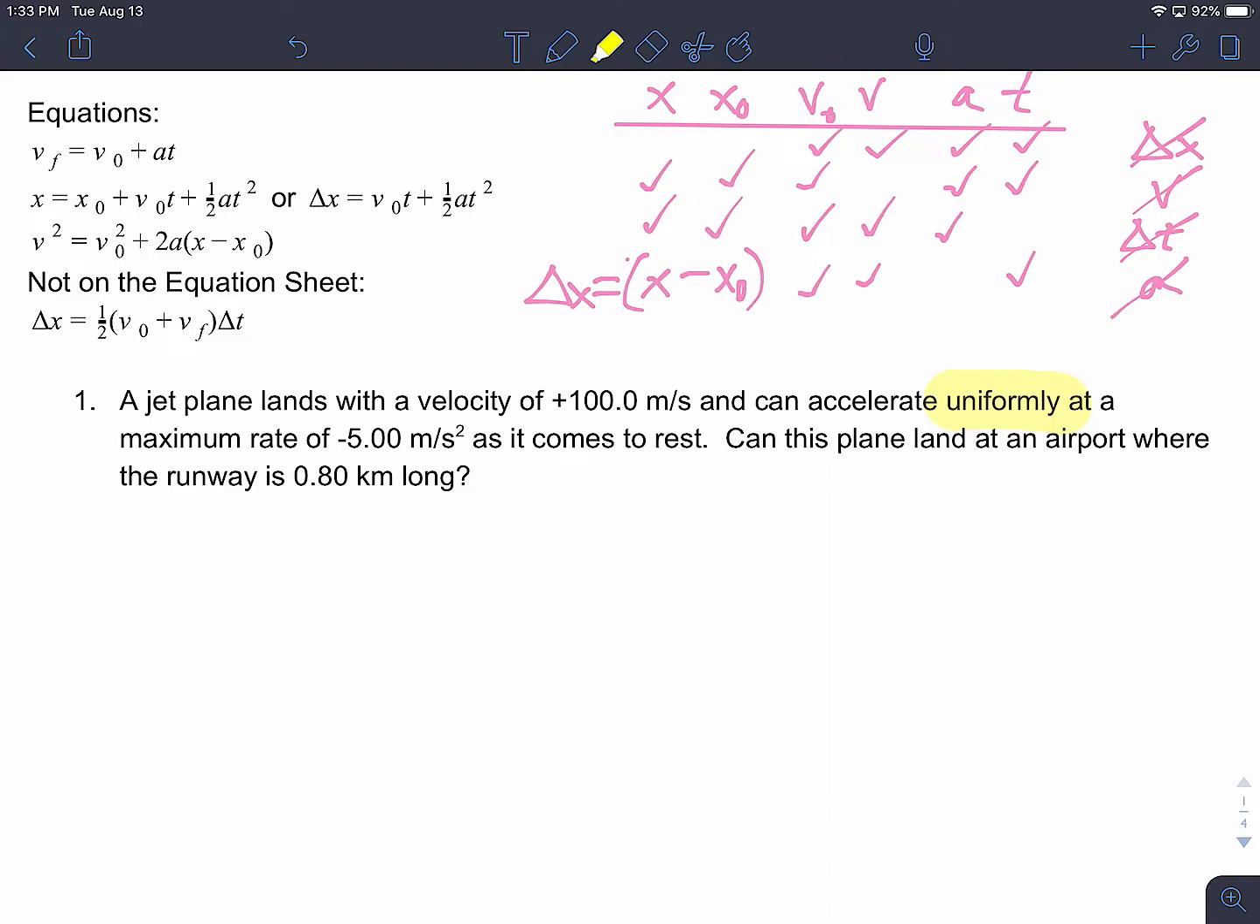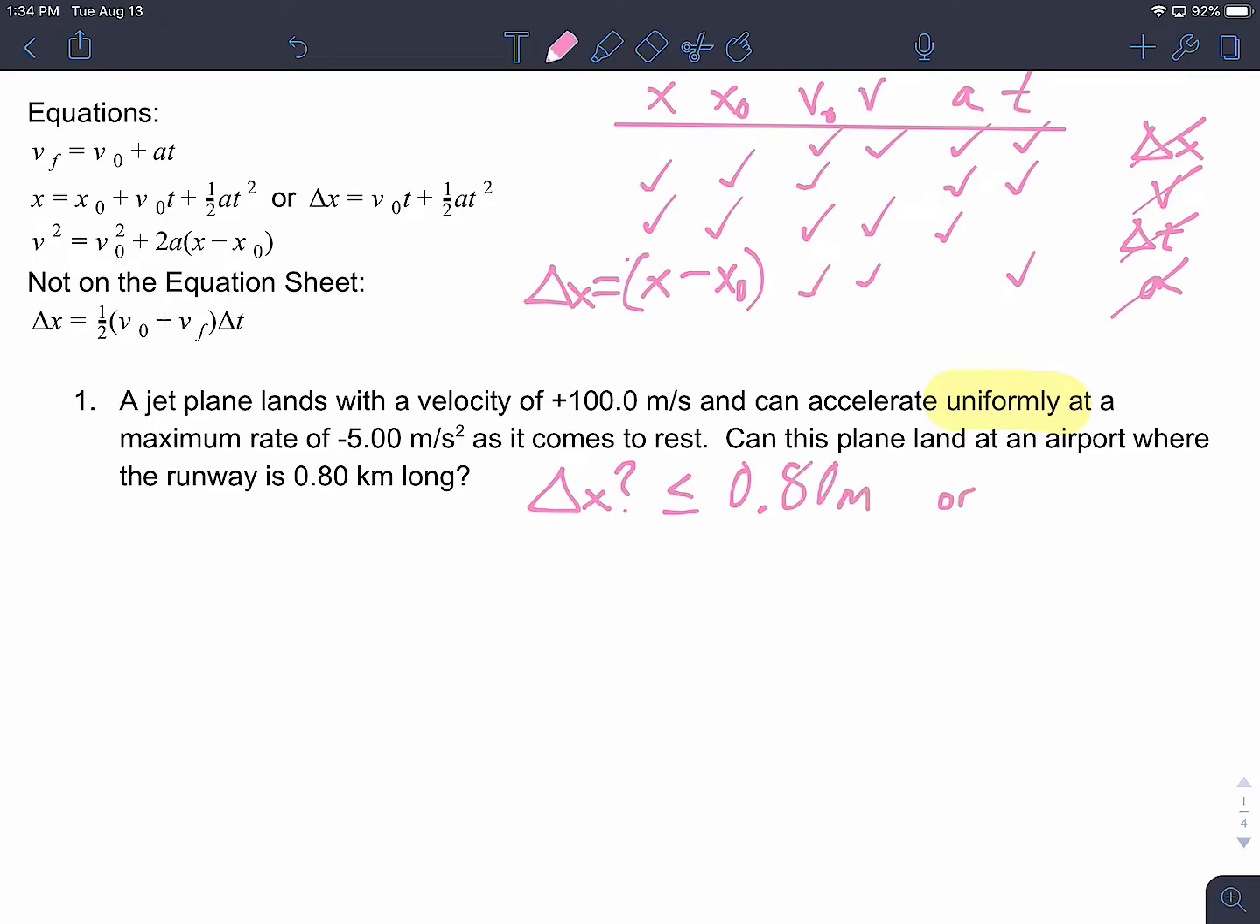So let's take a look at number one. It says a jet plane lands with a velocity of 100 meters per second in the positive direction and can accelerate uniformly at a maximum rate of -5 meters per second squared as it comes to rest. Can this plane land at an airport where the runway is 0.8 kilometers long? There are two ways we could do this. We could solve for the distance the plane needs to stop and hope that it is less than or equal to the length of the runway.